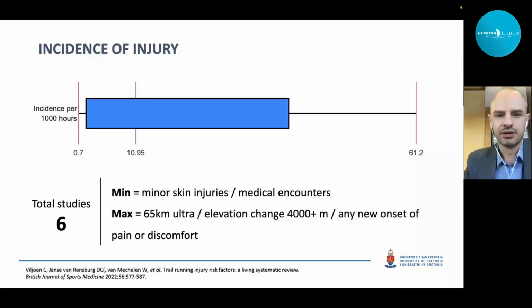Then our max value was in 65-kilometer ultra distance runners. This race went up to 4,000 plus meters, and the definition of injury was any new onset of pain or discomfort. So I don't know about you guys, but I think very few people are not going to have pain or discomfort when they run 65 kilometers with 4,000 meters of elevation gain. Okay, and this is the issue in the studies at this stage as well. The heterogeneity in reporting and definitions used for injury, we have to just see this in context.